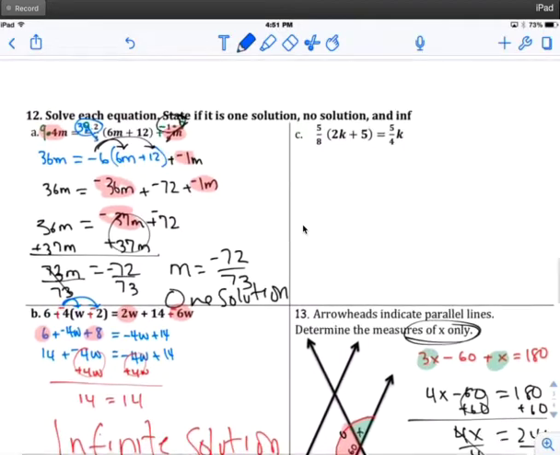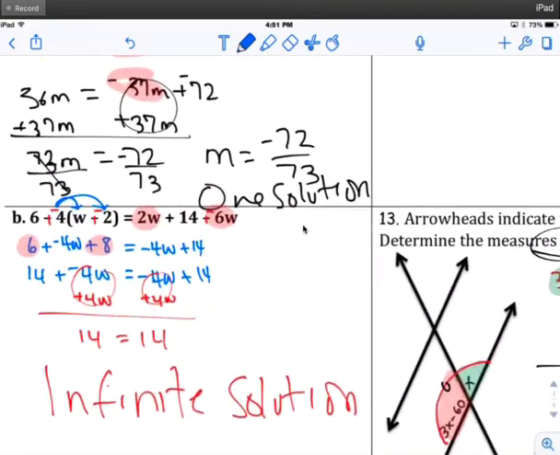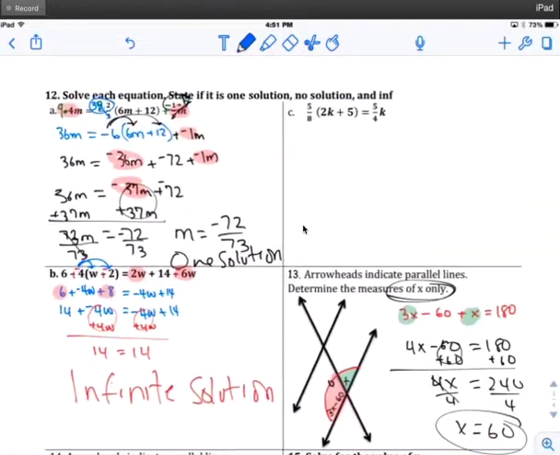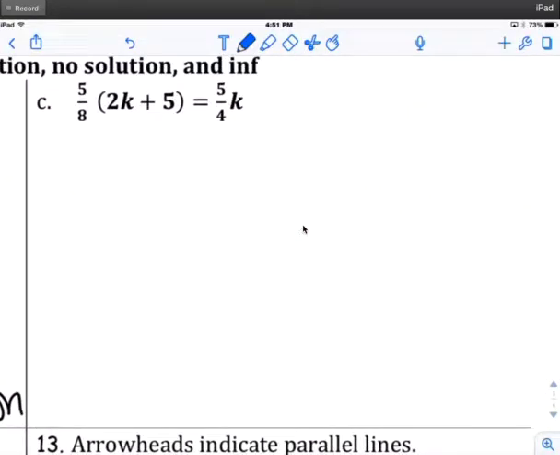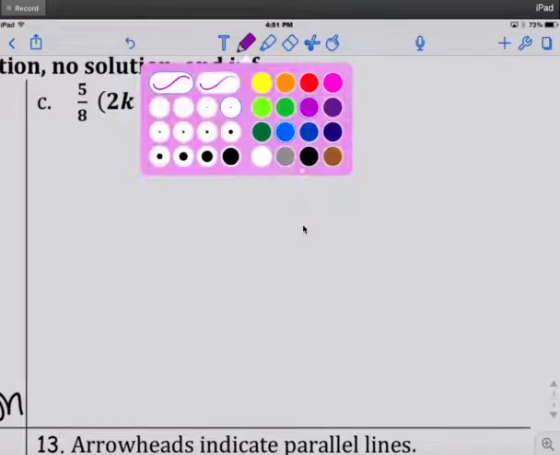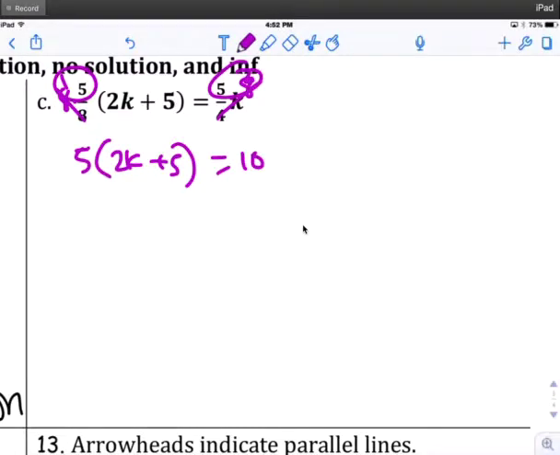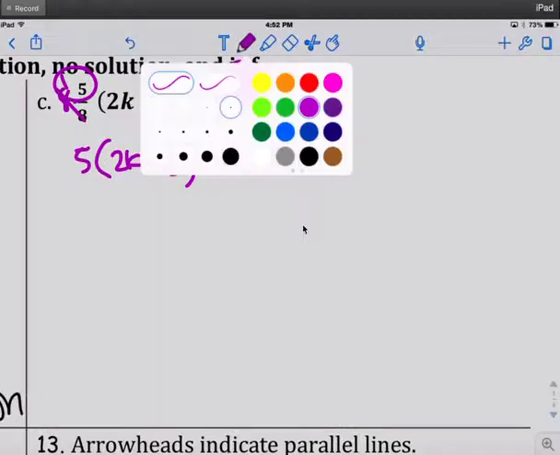Here's A, here's B, if you did not get it. Most of you should know how to do B without help. C, the least common denominator is 8. So you multiply by 8 times 8 times 8, cross cancel. 1, 1 times 5 is 5. Parentheses, 2k plus 5 equals 2. 2 times 5 is 10. Bring down the k, distribute now.